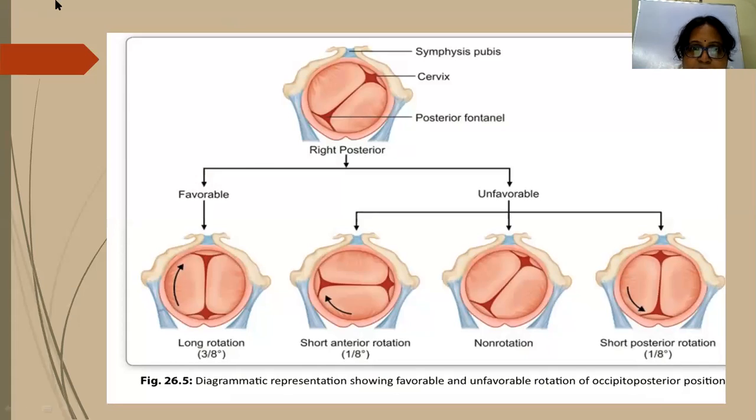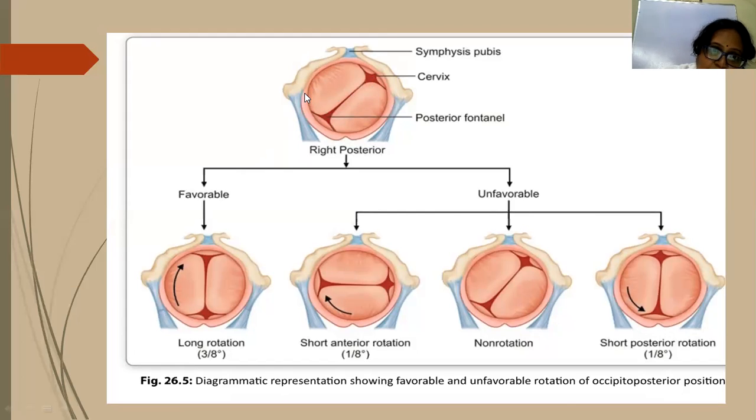So this is the symphysis pubis. Here you can see the symphysis pubis, and this is the right sacroiliac joint, where this is the sagittal suture which is lying in the oblique diameter. So from this position, when the conditions are favorable, what happens? This entire area will rotate.